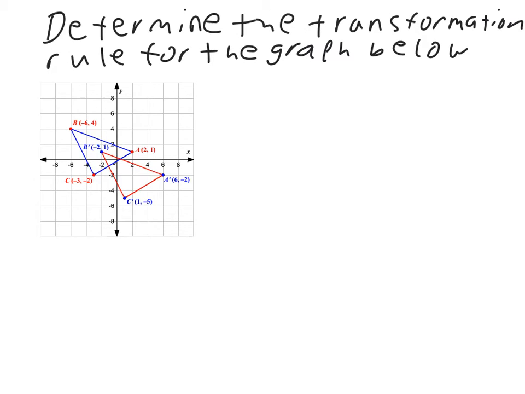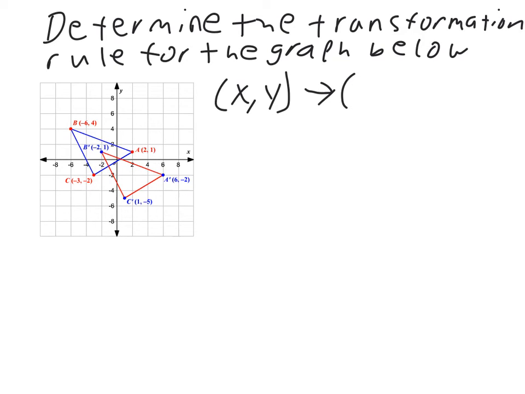So for the next example, they want you to look at the translation that's happening. They show you a triangle ABC, and then a triangle A prime, B prime, and C prime, and they want you to figure out what the rule is. So remember, the rule is shown (x, y) and then with an arrow, and you have to say what the rule is.